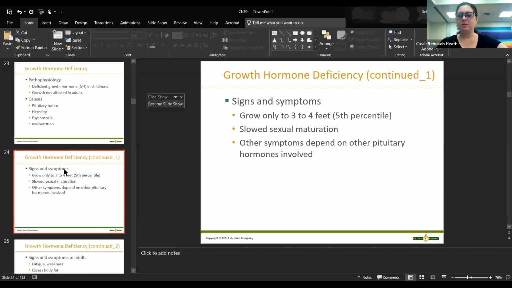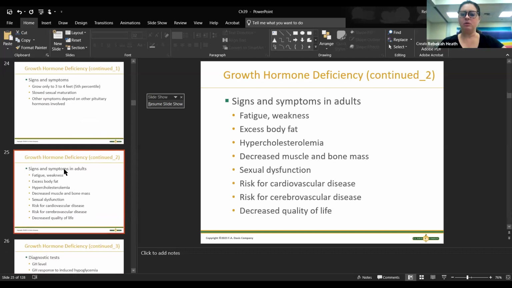So signs and symptoms: anything 5th percentile and lower might only grow up to 3 to 4 feet if it's not treated. They might have a very slow sexual maturation. And then other symptoms depend on what other hormones are involved. So signs and symptoms in adults, right?